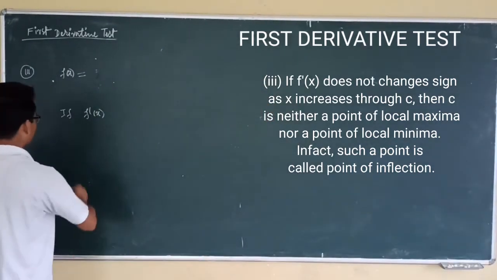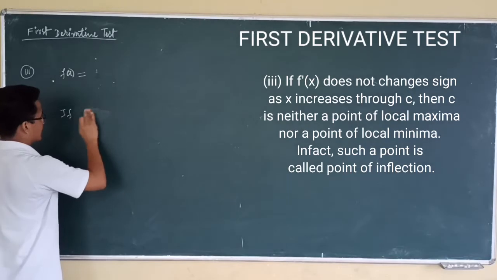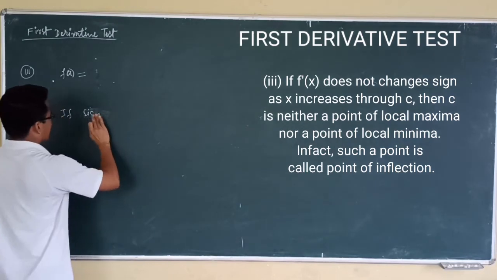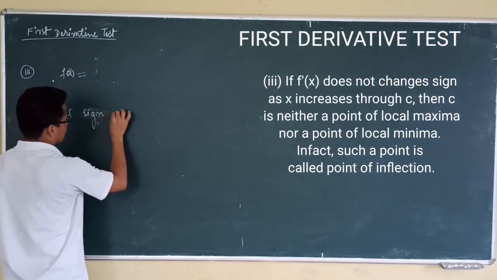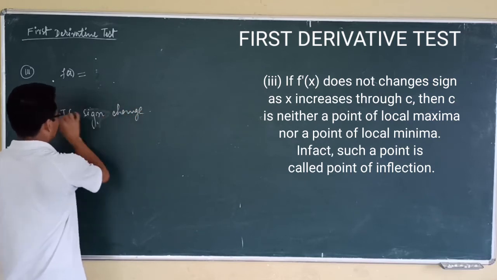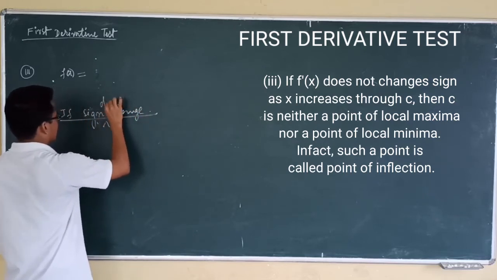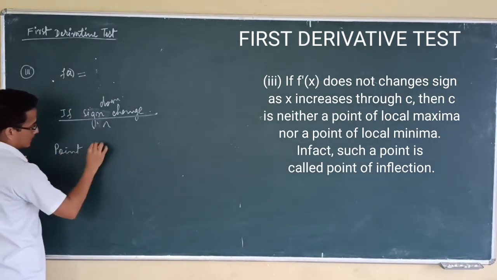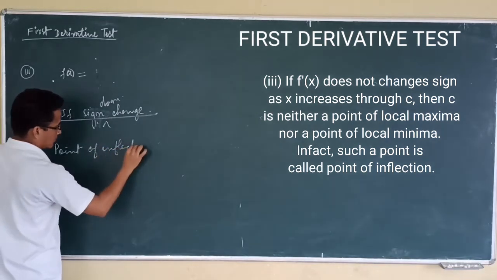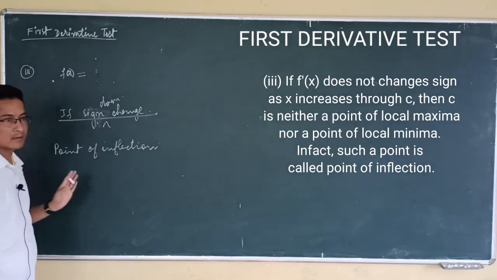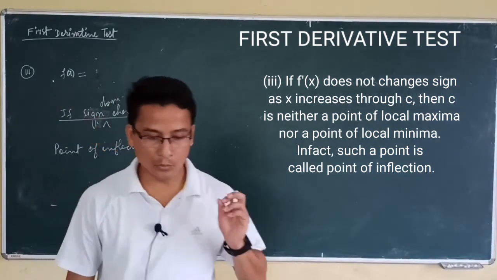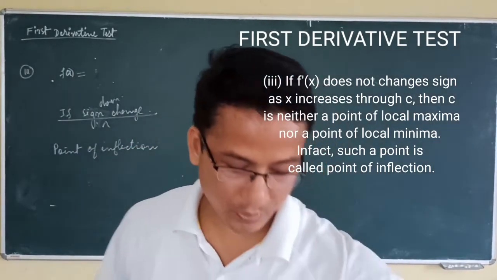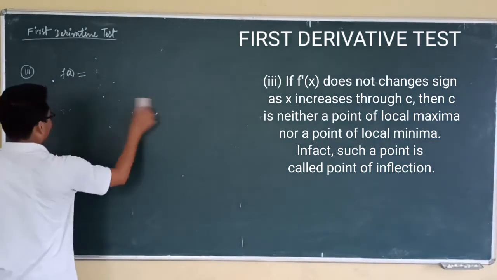Okay, points of inflection. If the sign does not change, then we will get point of inflection. That means neither maxima nor minima. Okay, so let's see one function which has neither maxima nor minima.